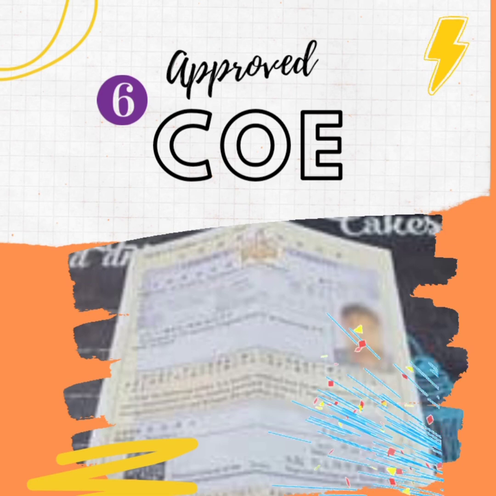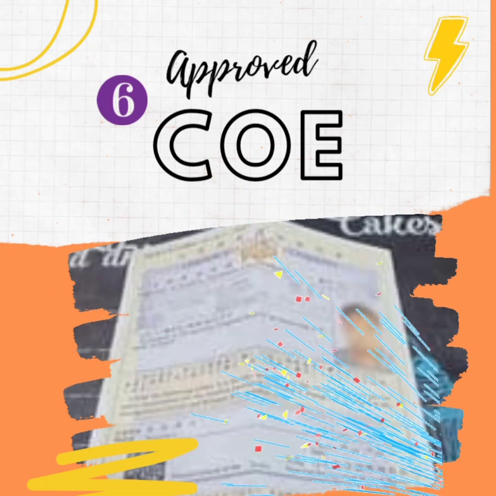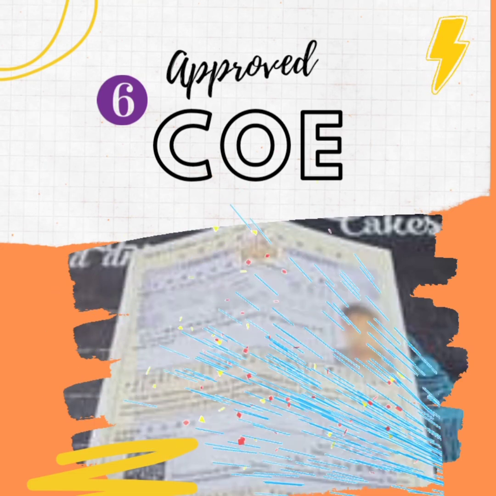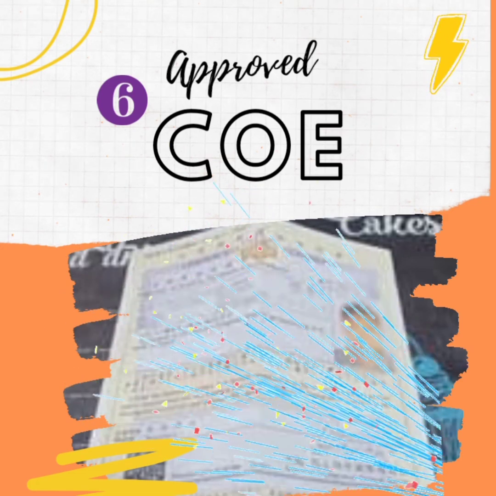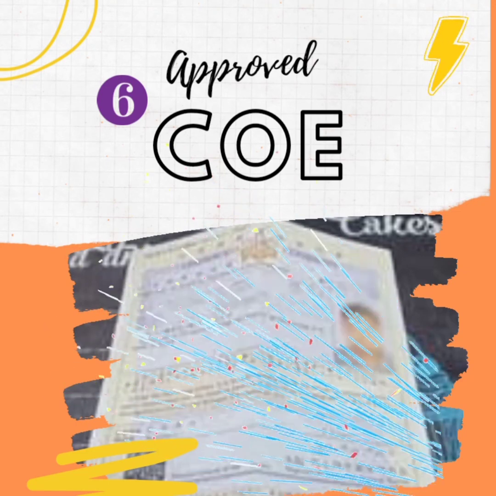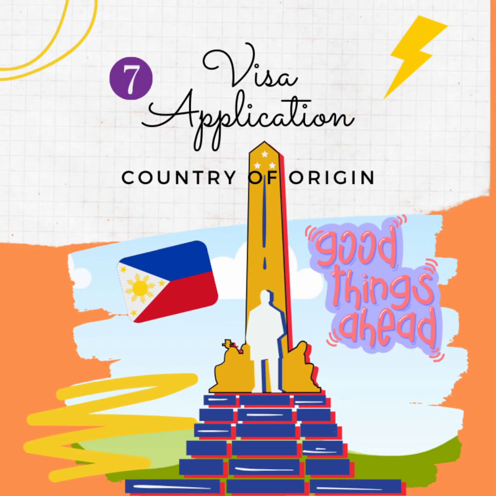After the application is of course the waiting time, which is the hardest part, I guess. The processing time usually takes around a month up to 3 months, but luckily for us, we only waited for 3 weeks and then we got my husband's COE. Once you receive the approved certificate of eligibility, it's now time for you to send it to the Philippines.